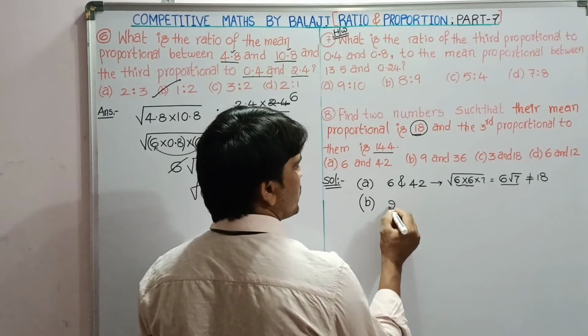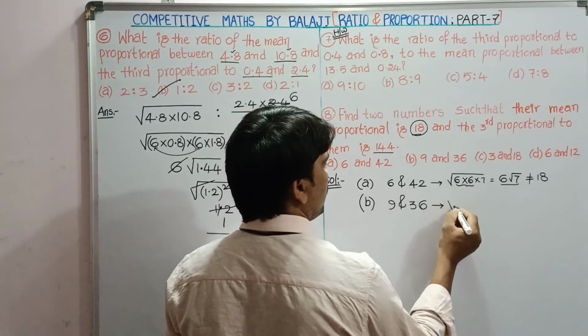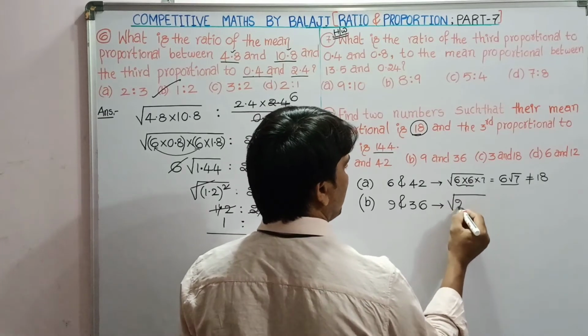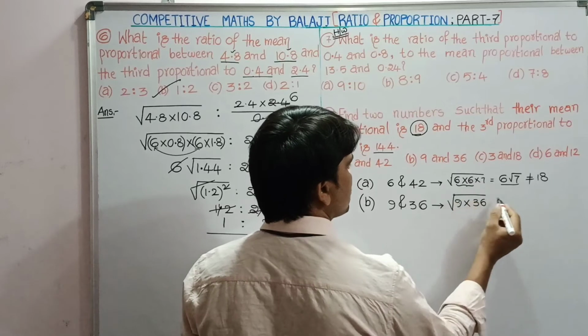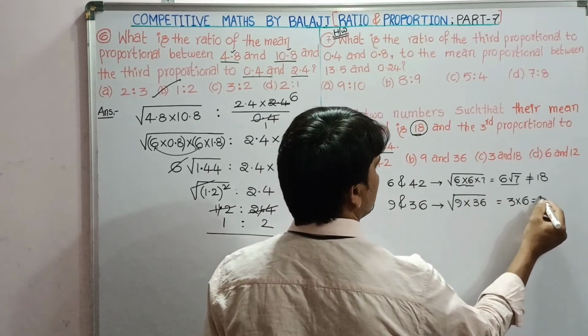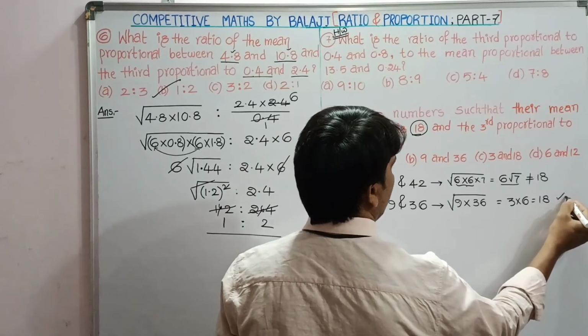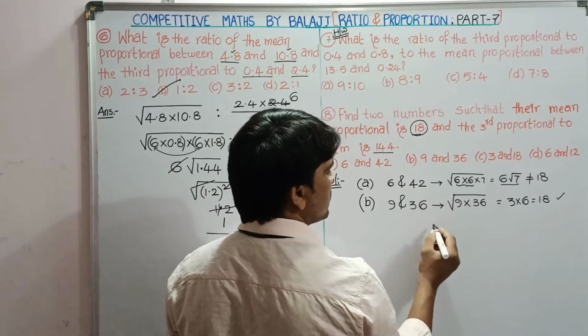Consider 9 and 36, the second option. Under root of 9 into 36. Root 9 is 3 and root 36 is 6. 6 3s are 18. Yes, this can be the answer. There is a choice. And find the third proportional to 9 and 36.